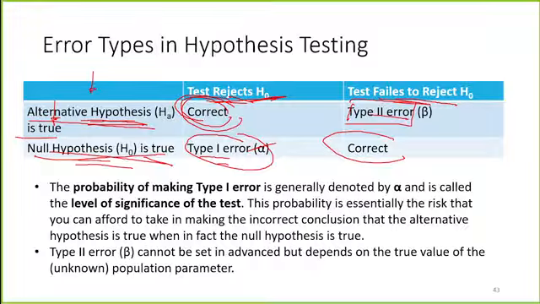We will call the probability of making type 1 error alpha, and the probability of making type 2 error beta. But usually we will not touch beta, because the type 2 error cannot be set in advance, and it depends on the real true value, which is unknown in the population. So usually we will look at alpha. Alpha is the probability of making type 1 error, or it is called the level of significance of the test.